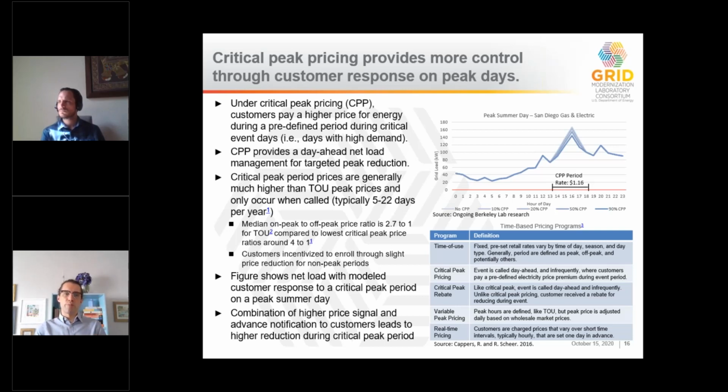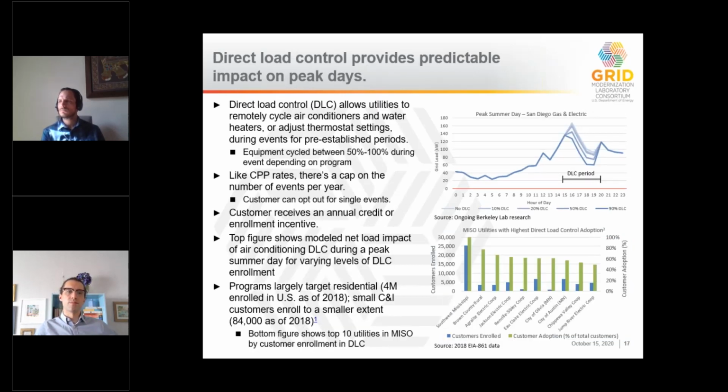Okay, so let's go to the final example of demand response on the next slide. Direct load control provides an additional layer of utility control by using load control instead of customer price responsiveness to reduce demand on peak days.